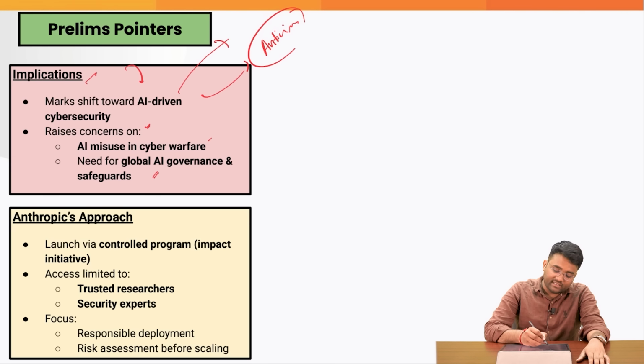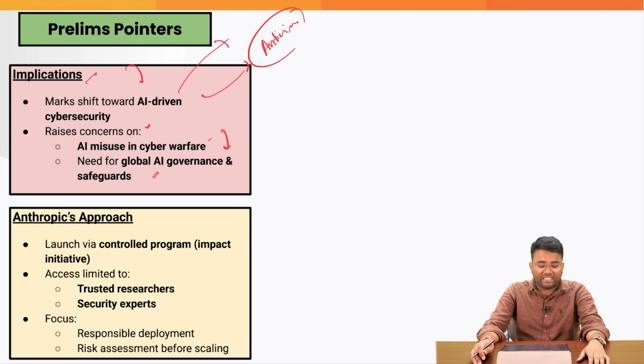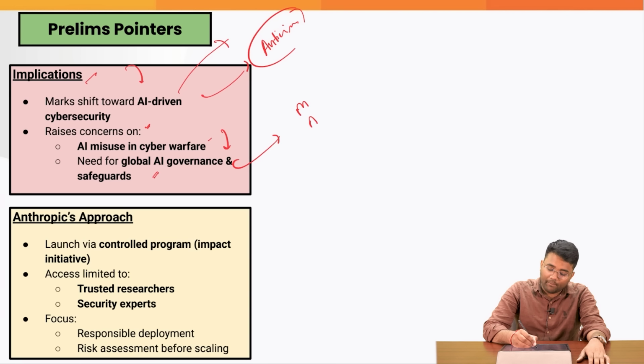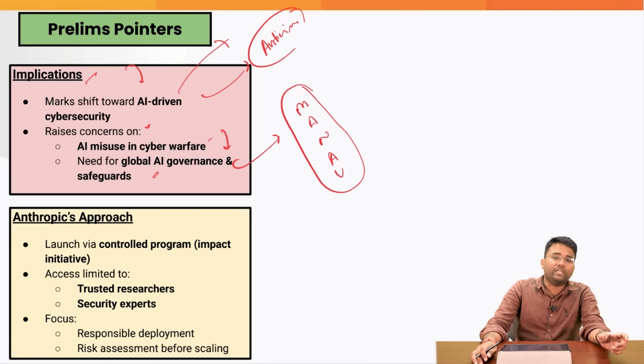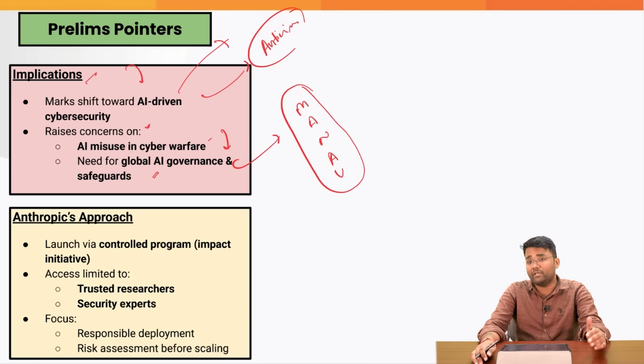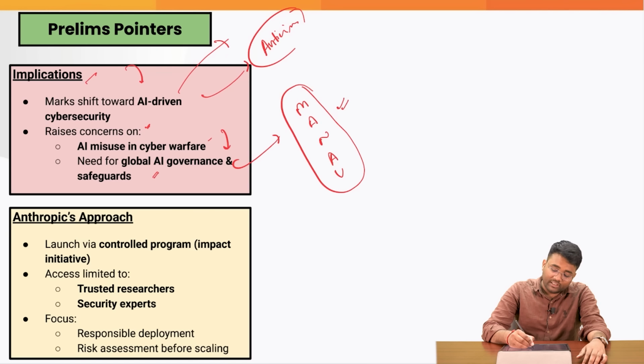That is the reason it brings us to the need for global AI governance and safeguards. For example, MANAV, the acronym given by our Honorable Prime Minister during the recent AI summit, says that AI should be equitable, it should not discriminate between people, and it should also be accountable. That should be kept in mind.